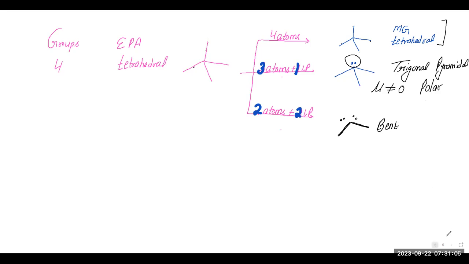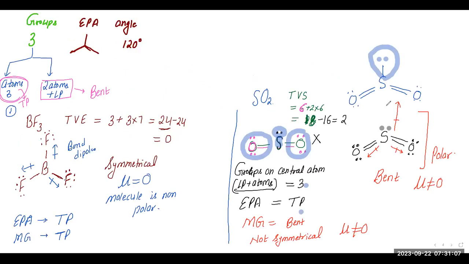But you said that bent was here also. Remember this bent? What's the difference between this bent and the bent I was discussing? This bent has only 1 lone pair. Yes, this bent has 1 lone pair. The other bent has 2 lone pairs, right? And having 2 lone pairs means the other bent's EPA was tetrahedral. This bent has an EPA of trigonal planar.